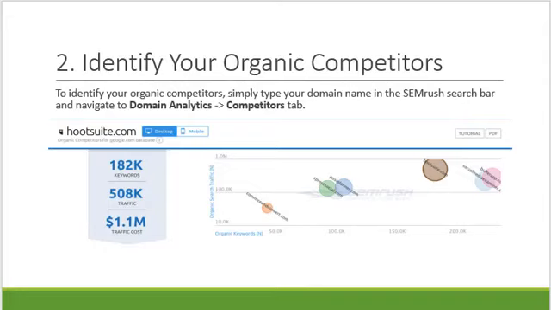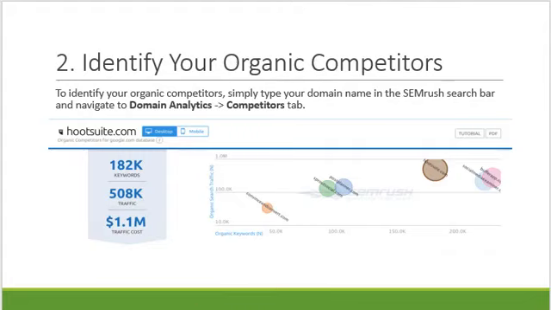You can identify your organic competitors. It's one of the chief elements involved in dominating search results. The aim here is to understand what your competitors are doing, and then you do it even better. To identify your organic competitor, simply type your domain name in the SEMrush search bar and then navigate to Domain Analytics /competitors. Okay, and then this is the screen that will come up.